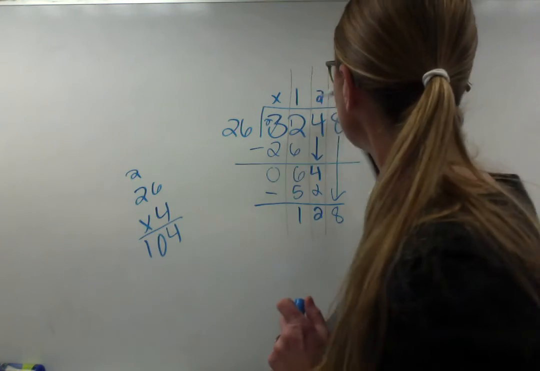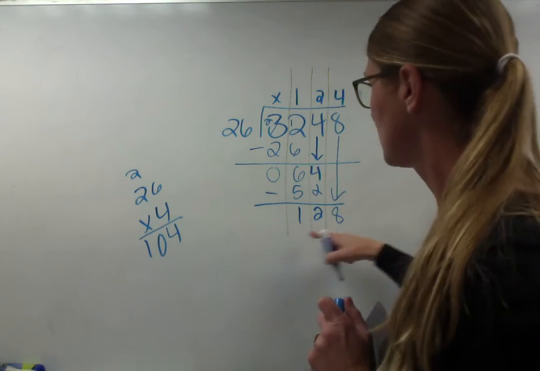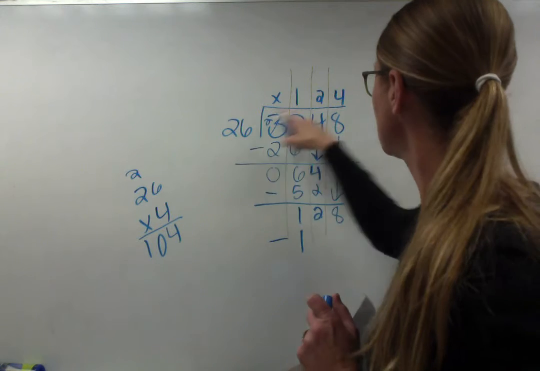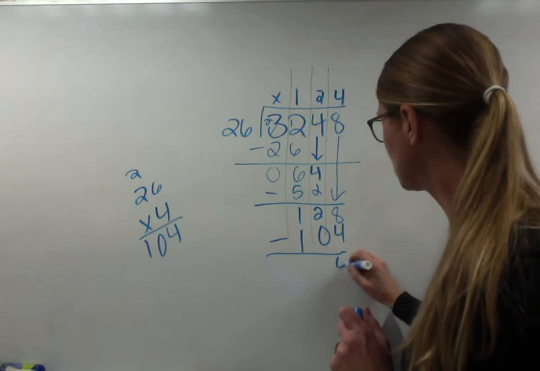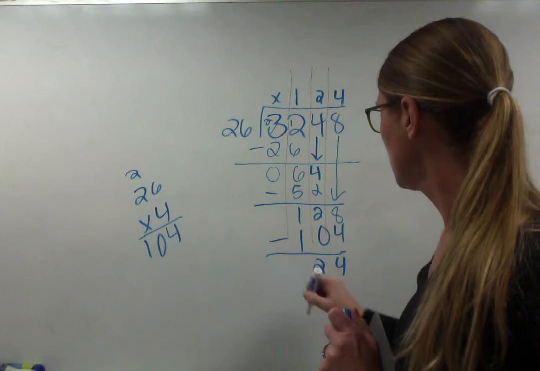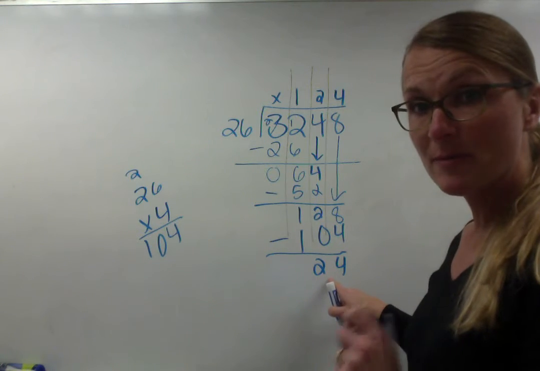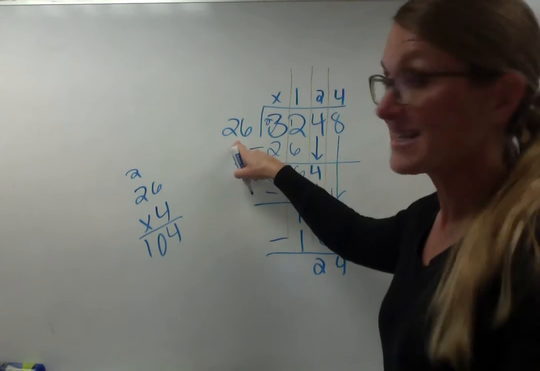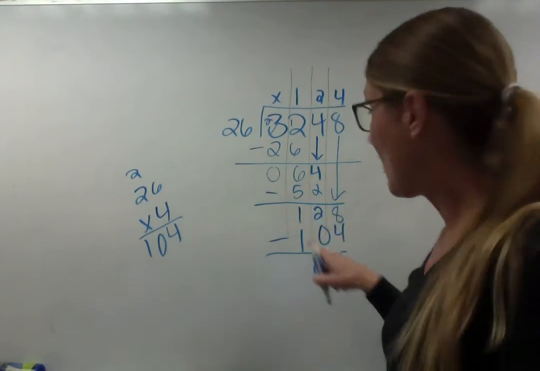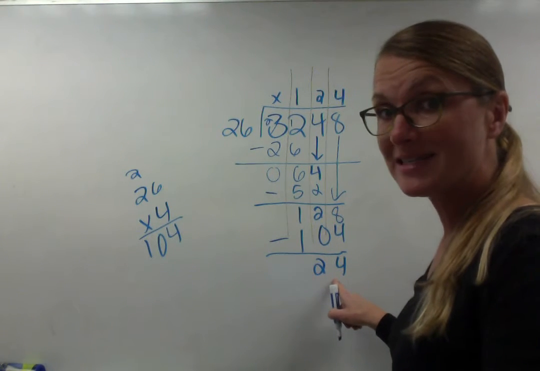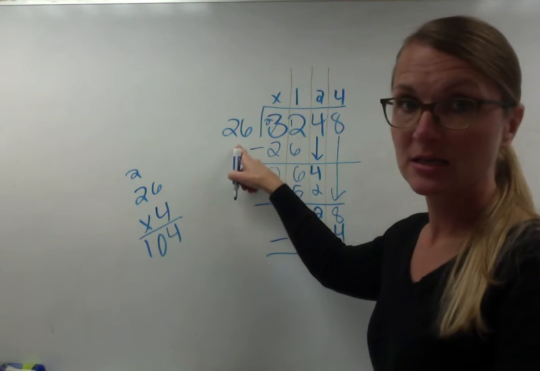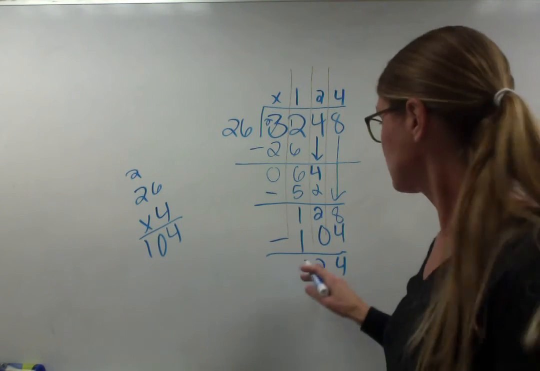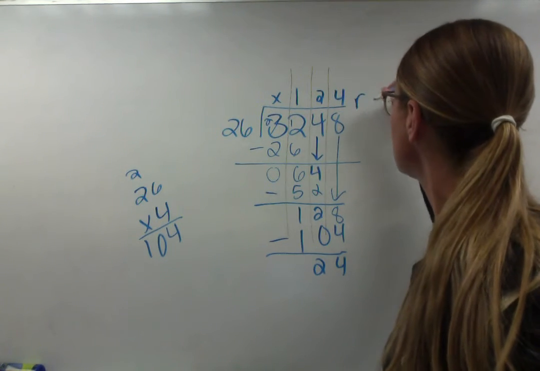So I did it 4 times. The 4 goes up here. I subtract what 26 times 4 is, which is 104. 8 minus 4 is 4. 2 minus 0 is 2. And look at that. That is a big remainder. But it is less than this number. So even though I have 24, which seems like a lot, I could not make another group of 26. So this is it. I'm okay. I'm done. It's going to be remainder 24.